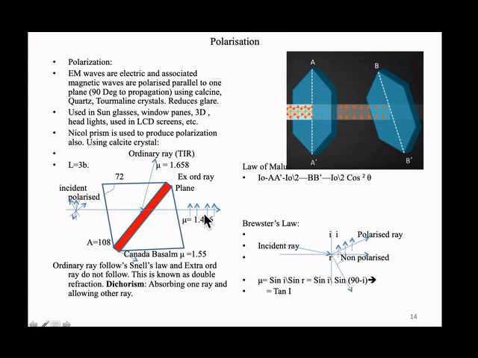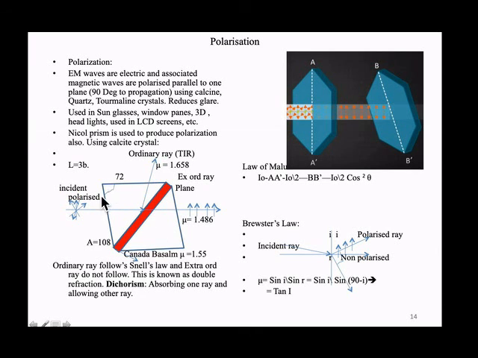Is it polarized right here? Because the mu of the extraordinary light is less. So I am differentiating between the ordinary light and the extraordinary light. So dichroism is absorbing one ray and allowing the other ray. So it is almost reflected, allowing one ray. This is called the Nicol prism.